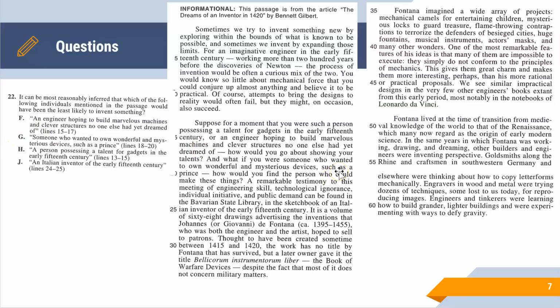If we come to lines 18 through 20, here we go. If you were someone who wanted to own wonderful and mysterious devices like a prince, how would you find the person who could make these things? Princes want these, but they need to find somebody else who can make them. So they're therefore the least likely to actually invent something.